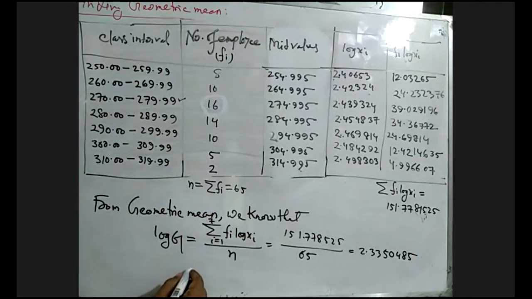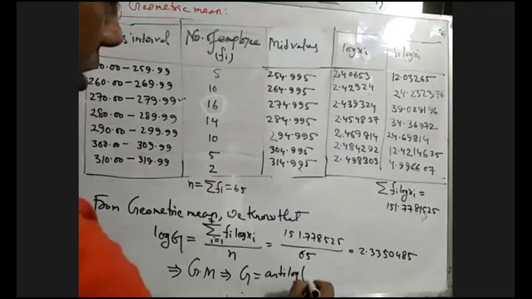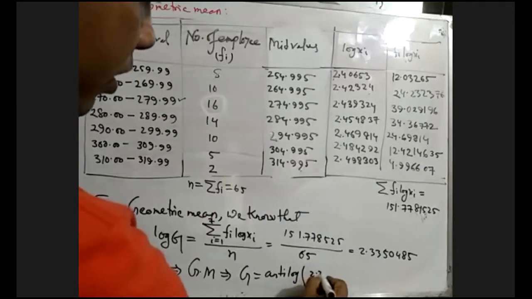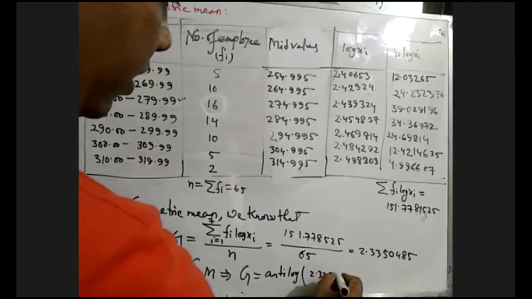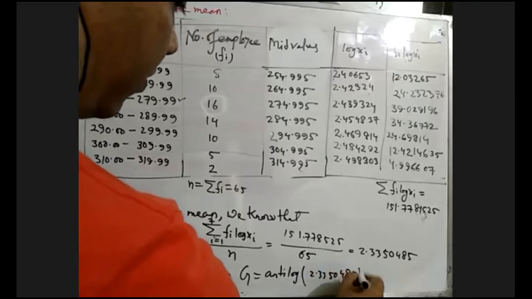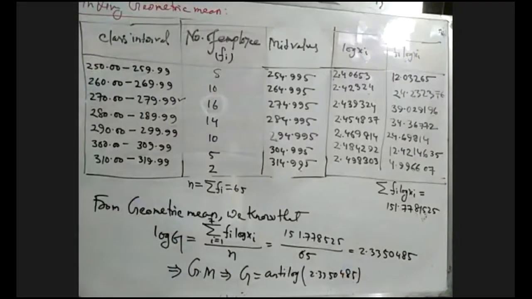So z will be from here. Z is actually the geometric mean. Geometric mean equals z. Z equals what? Anti-log of 2.3350485. Just taking the anti-log of this, we get the geometric mean easily.